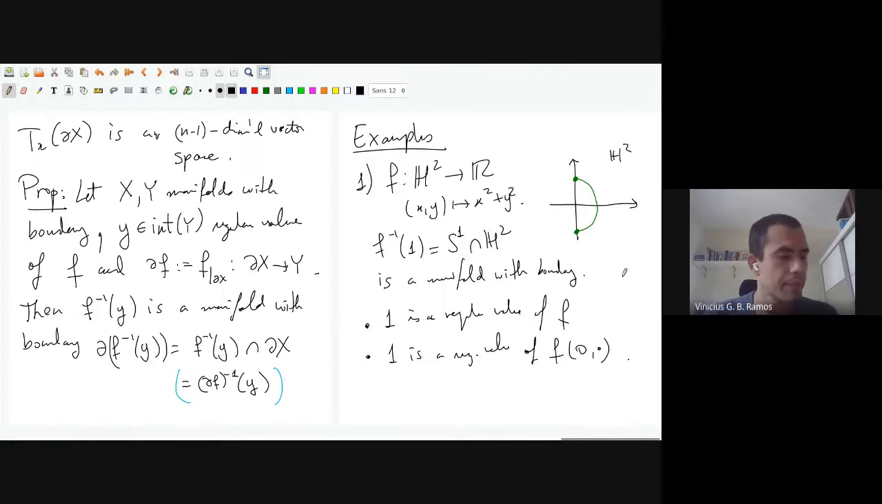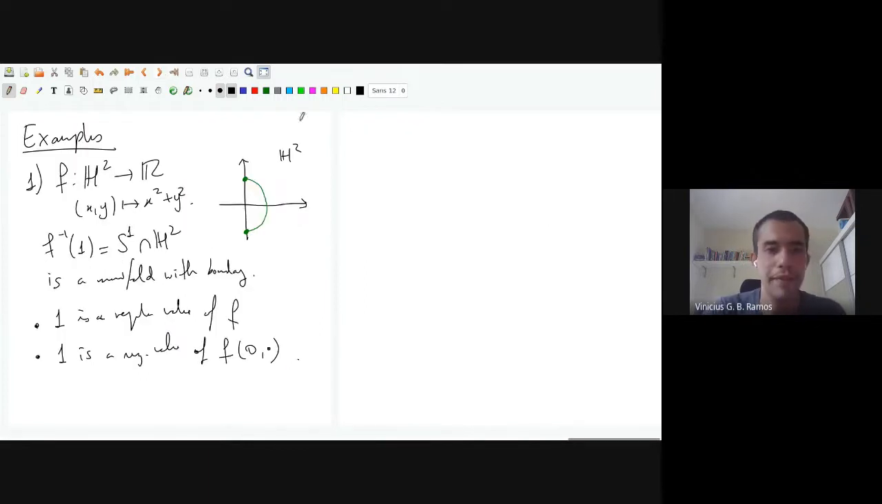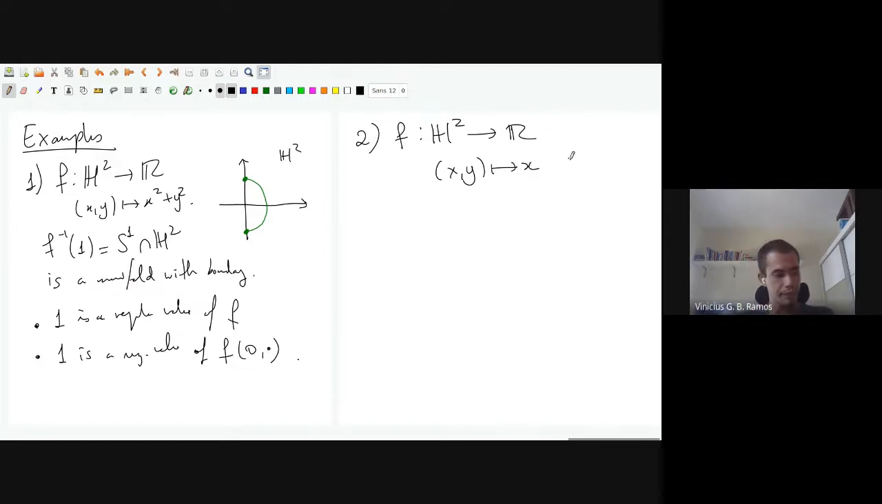Okay. All right, but here's a non-example, an interesting non-example, which is this function that goes from H2 to R that takes (x, y) to x. And look at the pre-image of 0. So what happens here is, 0 is a regular value of f. It's easy to see. I mean, every point is a regular value because the derivative is (1, 0). So 0 is a regular value of f.